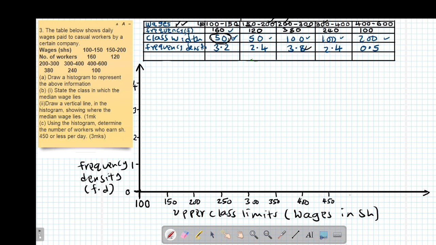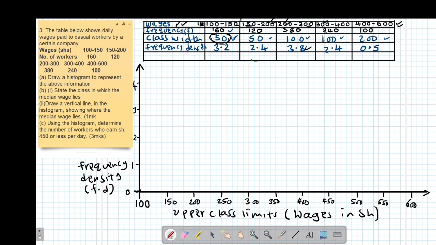1, 2, 3, 4, 5. This is 500. 1, 2, 3, 4, 5. This is 550. Then lastly we have 1, 2, 3, 4, 5. This is 600. So remember, our largest class limit is actually 600. That is why I'm going to stop at that point.